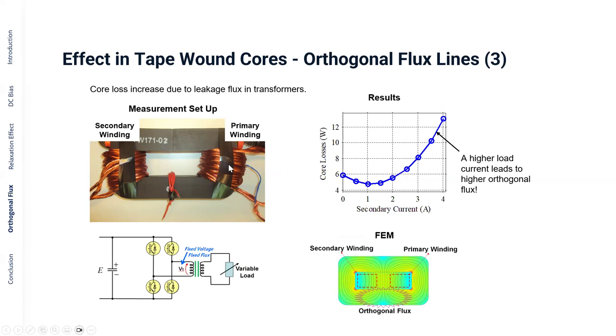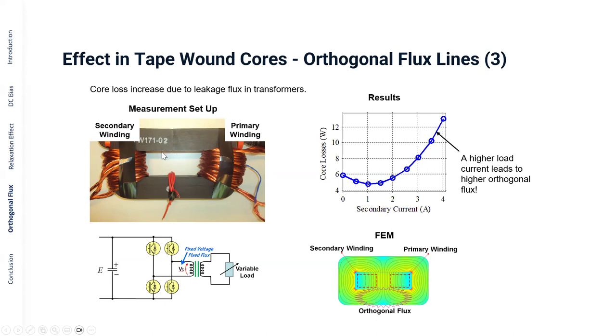You have a primary winding, a secondary winding, and a very high leakage flux, or leakage path. The primary winding leads to a flux like this, but one part is not going through the secondary winding. So let's say I have a current in the secondary winding. A part of the flux goes through the window, which is usually called the leakage flux.